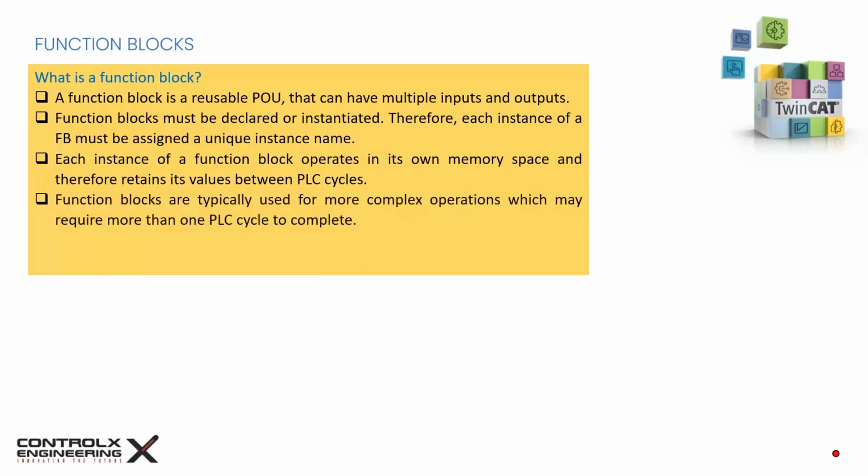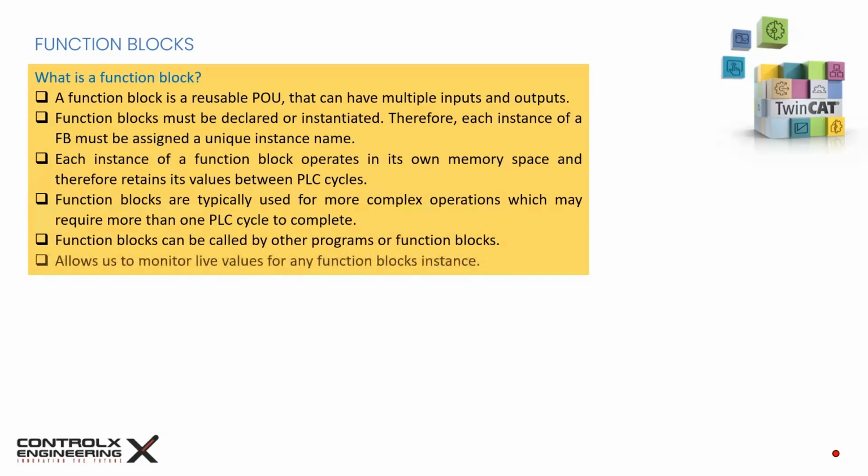Function blocks are typically used for more complex operations, which may require more than one PLC cycle to complete. Function blocks can be called by other programs or other function blocks. One of my favorite features is that we can monitor live values for every instance of a function block. So if we have multiple instances of the same function block, each with different input parameters, we can go in and see the live values of each instance. This comes in quite handy when troubleshooting.